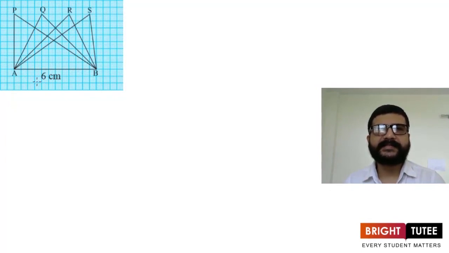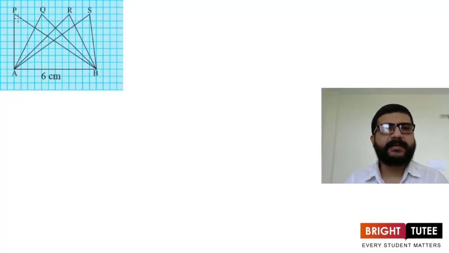Now what about their heights? Here the height will be equal to, for triangle PAB it will be PA, and for QAB it will be this line. This one will be the height. Now what do you think? Is it equal to PA? Yes, it is equal to PA. So it means the height of the second triangle is also equal to the height of the first triangle.